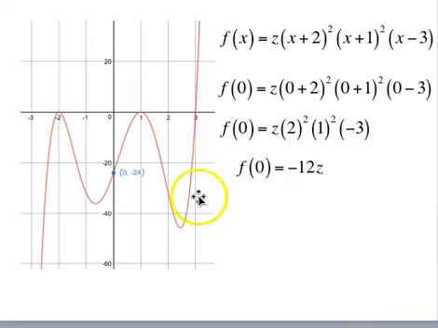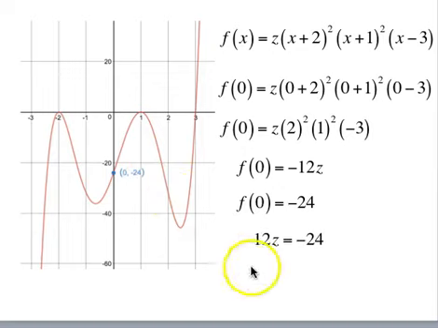But what else is f of 0? We look at our picture here, we have 0, negative 24, so f of 0 is negative 24. Therefore, negative 12z would have to equal negative 24 since they are both f of 0. Dividing by negative 12, we get z equals 2.